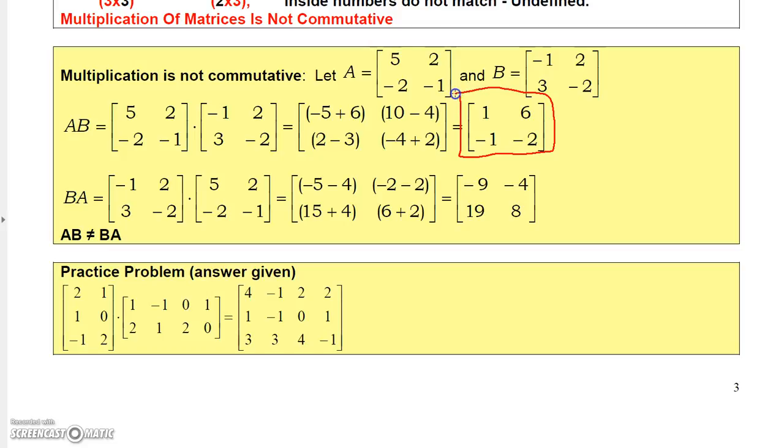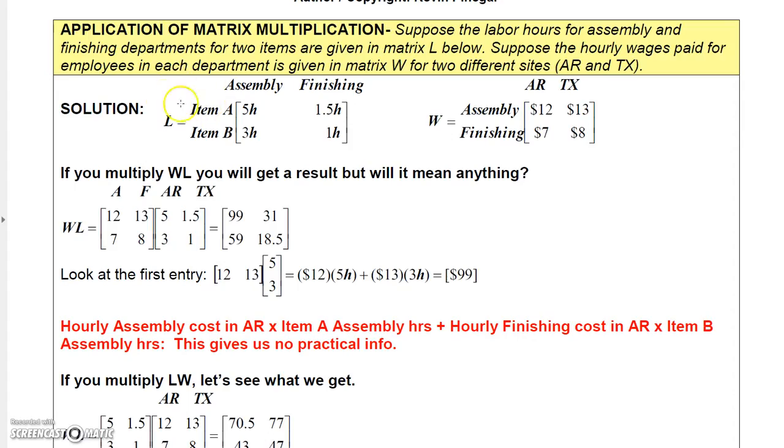So even if you can multiply two matrices in both directions, you're not necessarily going to get the same thing. So that shows you that matrix multiplication is not commutative. A times B does not equal B times A. I'm just going to finish up this section.